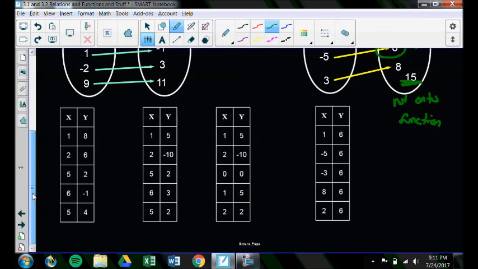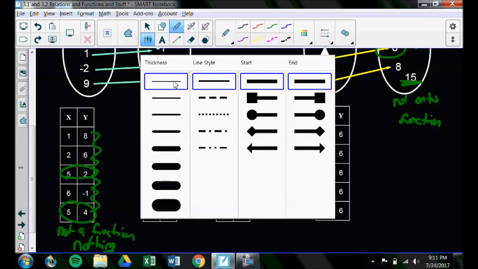So 1-to-1 and onto, each output is only used once. 5 is going to 2 and 5 is going to 4. That means it's not a function. Since it's not a function, it can't be 1-to-1 and it can't be onto. It can't be anything. This is just a relation. It's nothing else. If it's not a function, it can't be 1-to-1 or onto.